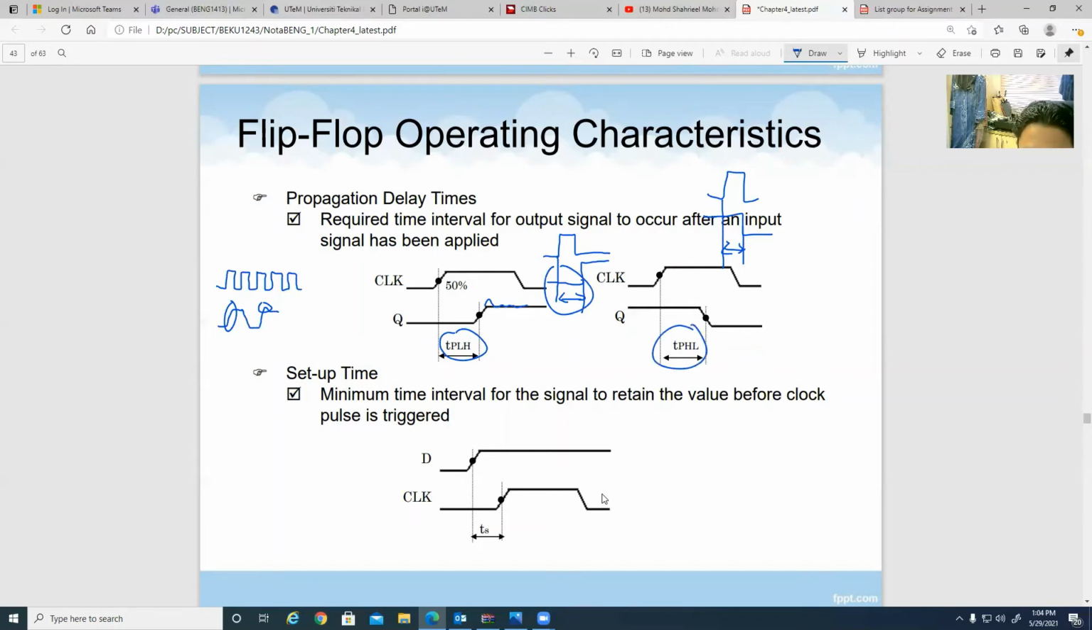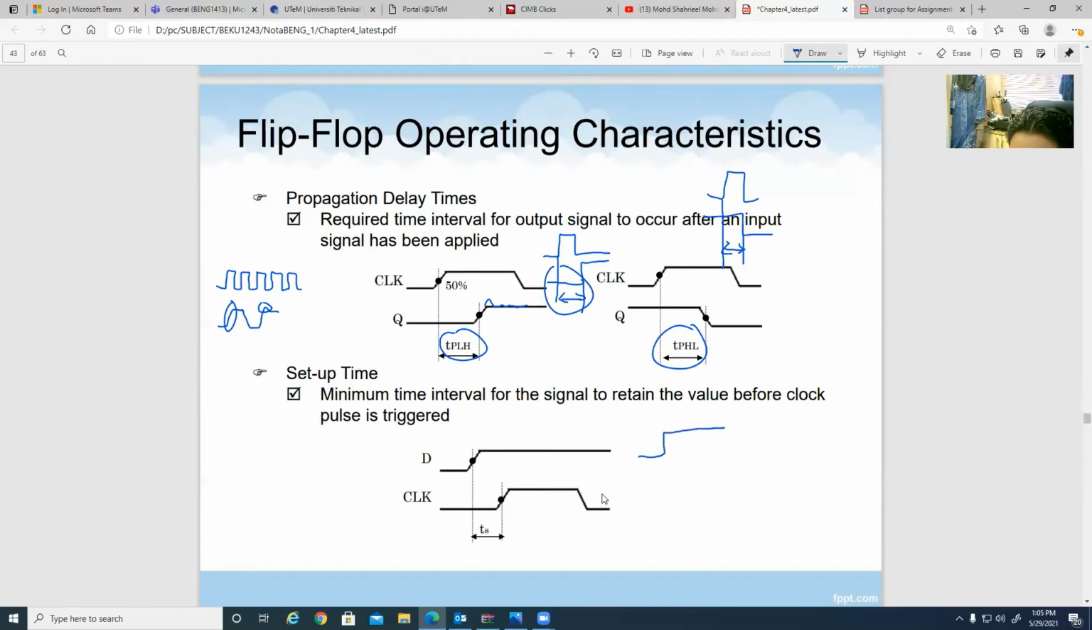Next, we call the setup time. Setup time is the minimum time interval for the signal to retain the value before the clock pulse triggers. So this is our D, the output for D, and then this is the clock. That we call the setup time. For example, like this.